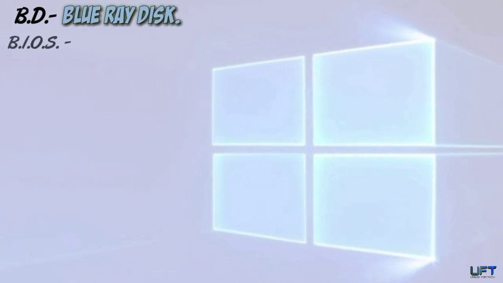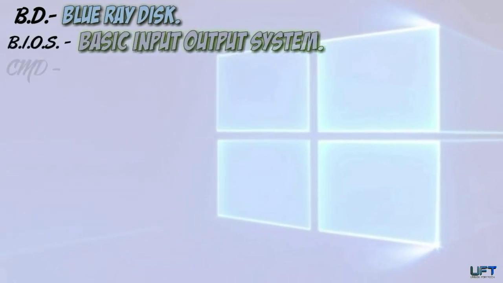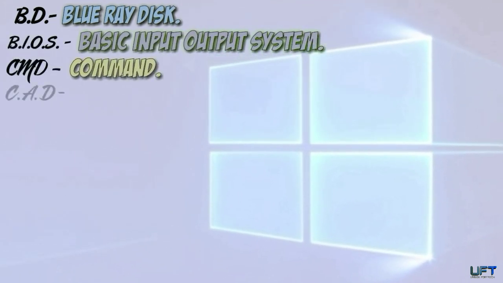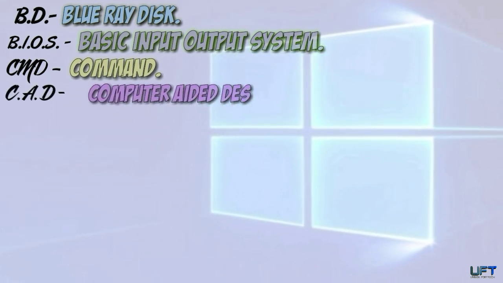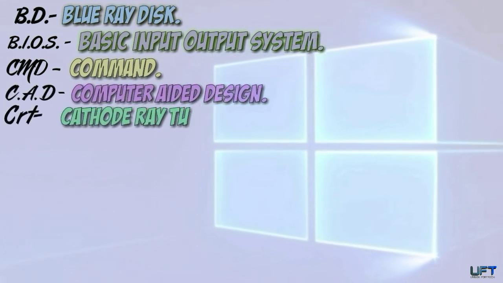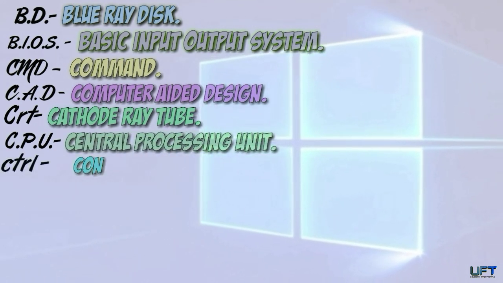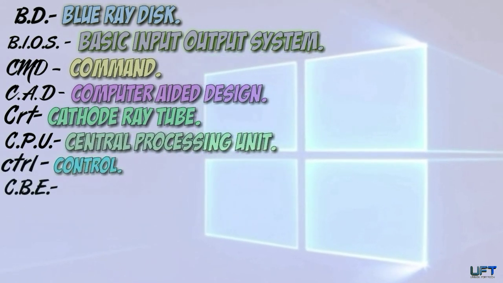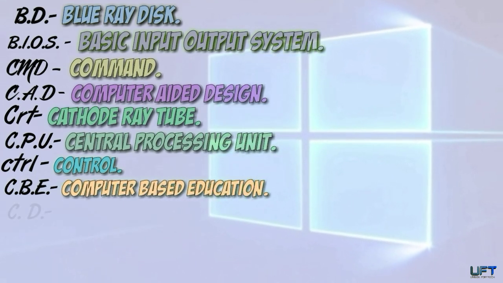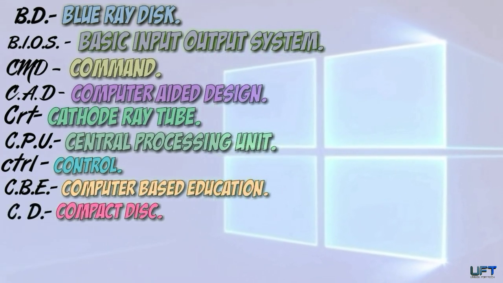So BD stands for Blu-ray disc. BIOS stands for basic input output system. CMD stands for command. CAD stands for computer aided design. CRT stands for cathode ray tube. CPU stands for central processing unit. CTRL stands for control. CBE stands for computer based education.